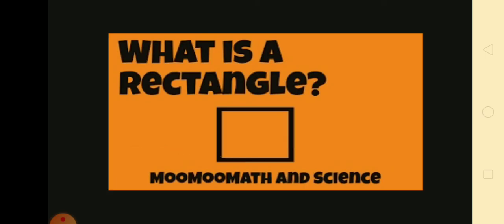What is a rectangle? It is a four-sided flat shape with straight sides where all interior angles are right angles, that is, 90 degrees. Look at this figure. This is called a rectangle. Also, opposite sides are parallel and of equal length. This is called a rectangle.